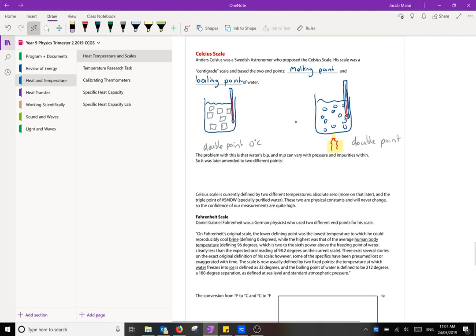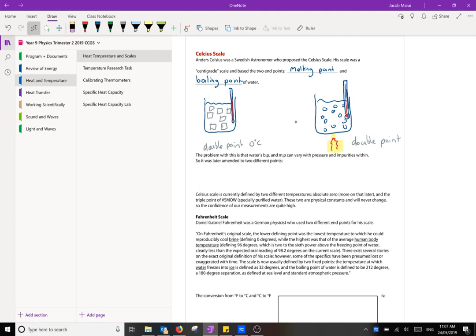And basically, he had a nice long glass thermometer, two endpoints. He says, you know what, I'm going to make 100 equal divisions from that top point to that bottom point, and that is my centigrade scale. Okay? Turn that down. We don't need the double point.